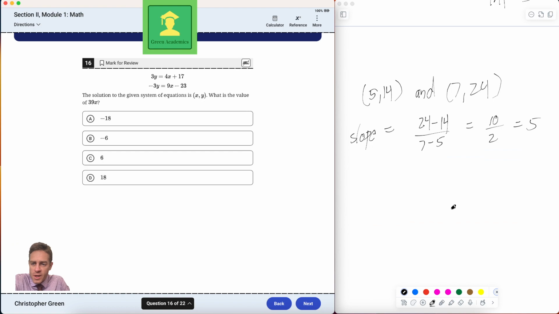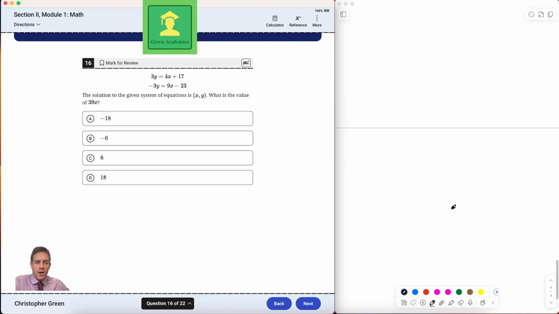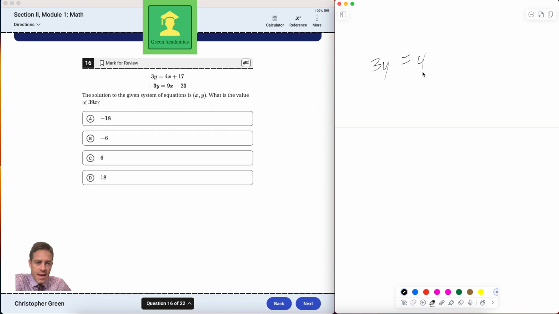That's a system of equations. The solution to the given system of equations is that. What is the value of 39x? Well, as is often the case, it's set up so that if you simply add or subtract in place, it collapses to be something very manageable. So watch what happens in this case.